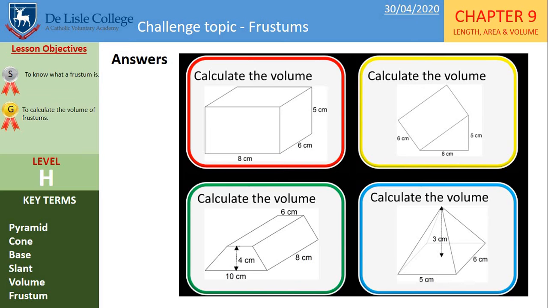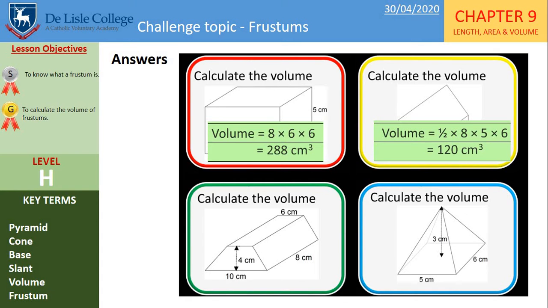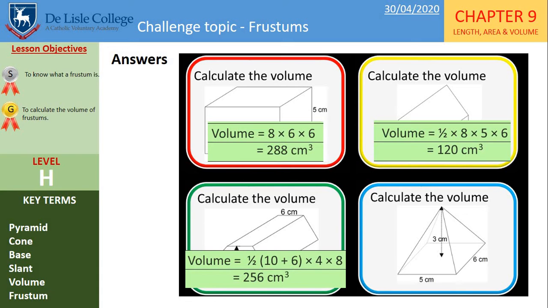Okay, let's check the answers. The first one, the volume is 288 centimetres cubed. Secondly, we have 120 centimetres cubed. Thirdly, 256 centimetres cubed. And lastly, 30 centimetres cubed.